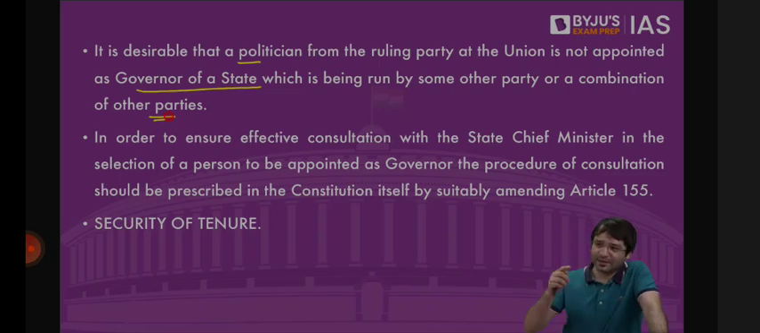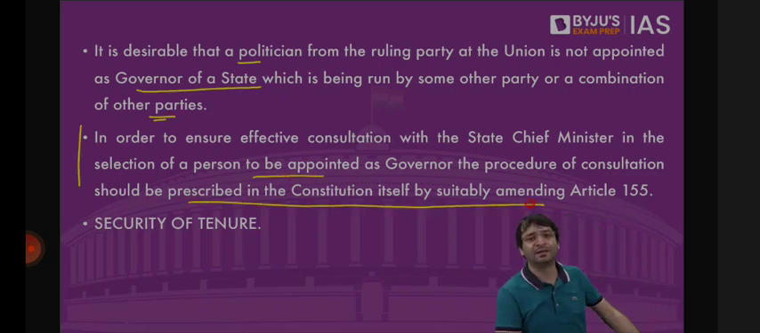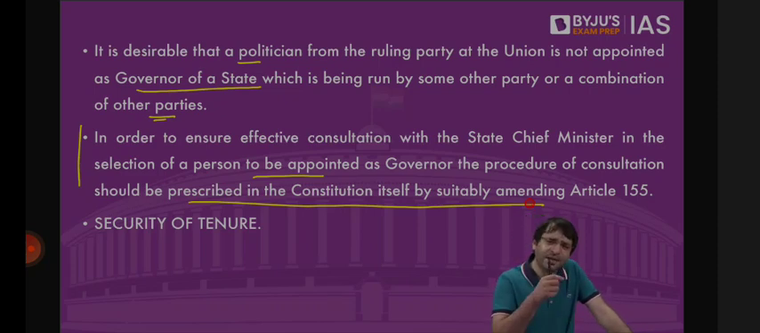When the ruling party at the center appoints its own party man as the governor of a state, but the state is ruled by the opposition or a combination of opposition political parties. In order to ensure effective consultation with the chief minister, this should be mentioned in the constitution by amending Article 155. We say there's a convention, the chief minister shall be consulted before appointing someone as the governor. Why can't we make this consultation binding, mandatory, saying yes, you have to consult the chief minister. Let's amend Article 155. Yes, final decision will still be with the central government, but at least consult the state.